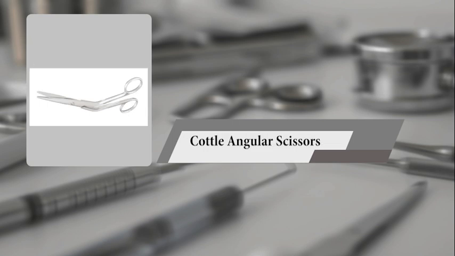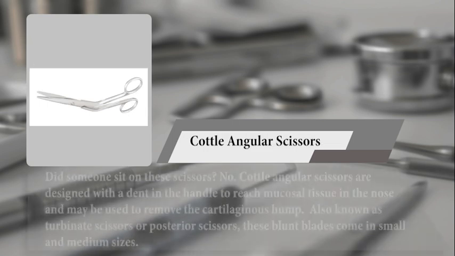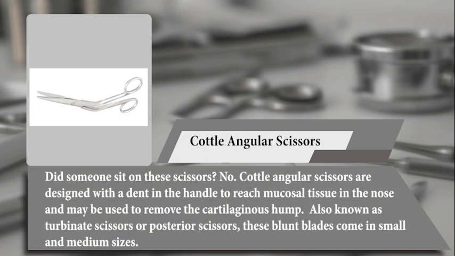can do it all. Cotyle angular scissors. Did someone sit on these scissors? No. Cotyle angular scissors are designed with a dent in the handle to reach mucosal tissue in the nose and may be used to remove the cartilaginous hump. Also known as turbinate scissors or posterior scissors, these blunt blades come in small and medium sizes.